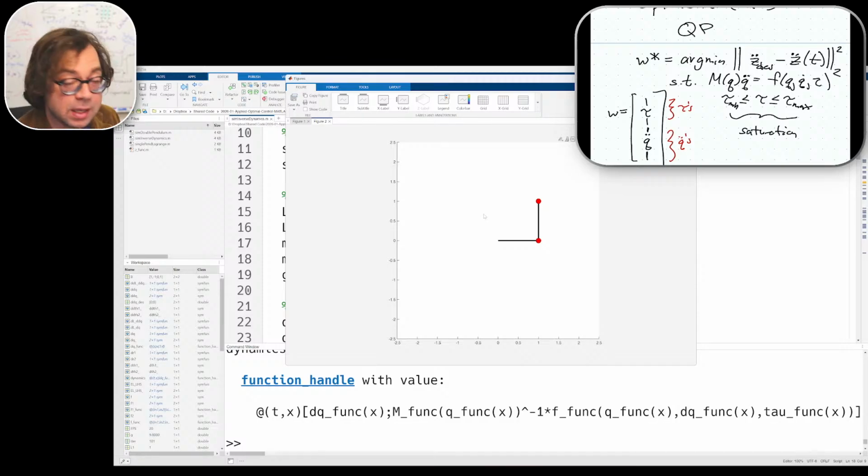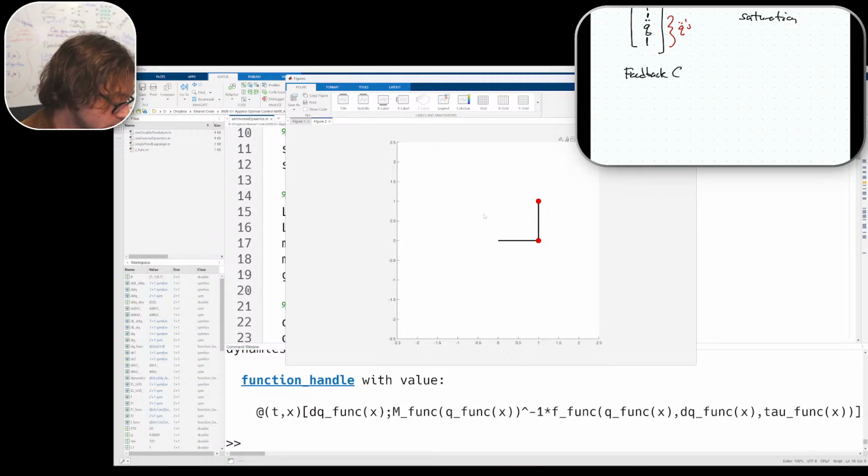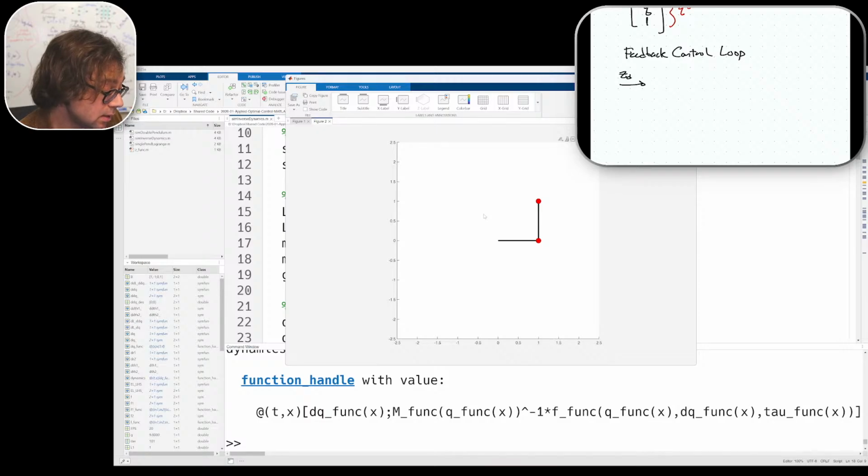We will run that QP as a controller, meaning that for our feedback control loop, we're going to have some Z desired, where we want to go, and this is the task space. Then you're going to take in, that's a positive, that's a negative. So this is going to be our actual Z, our actual position, our actual task space.